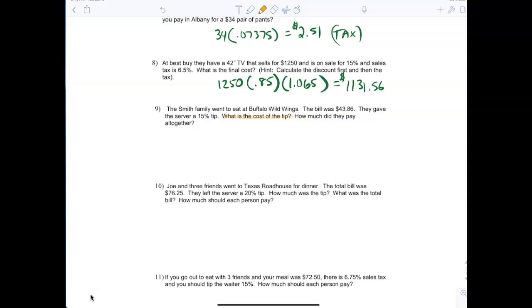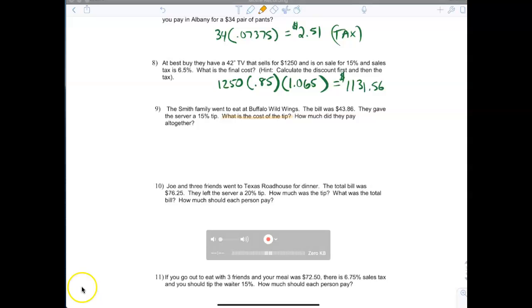Yes. Would you give him a $7? Yes. Yeah. I'm not saying that's correct, of course. I'm saying it's possible. Wait, so for the tip, you do like you divide it by. No, 43.86 times 0.15. That's the tip. Then you add it in. That's the total bill. Yes, sir.